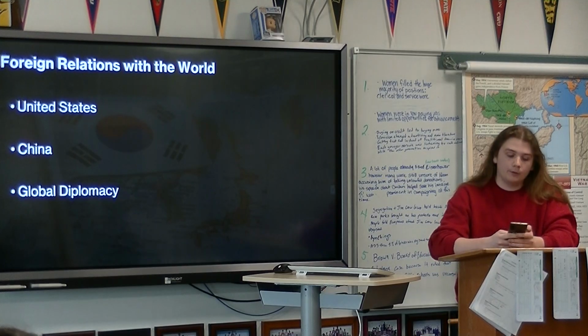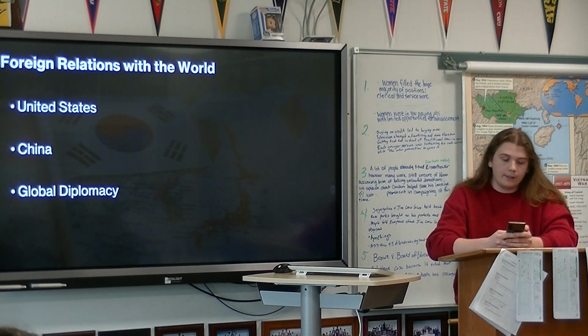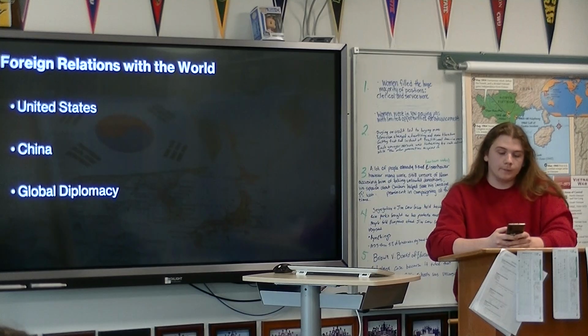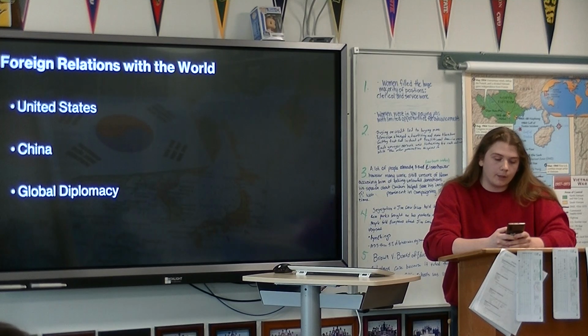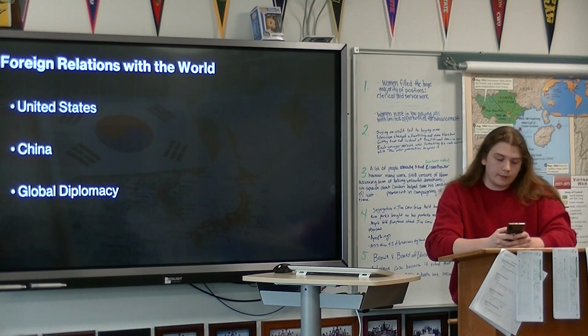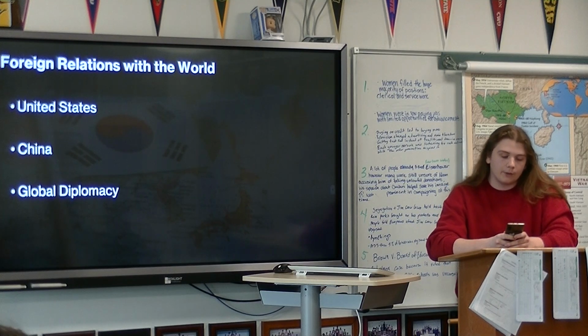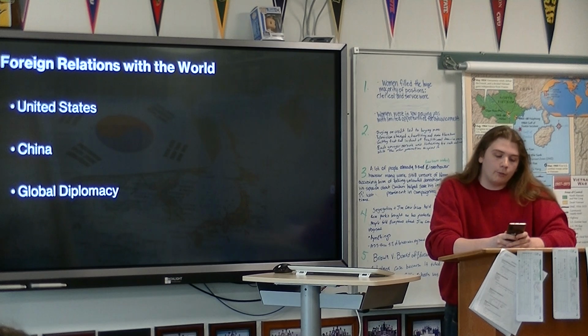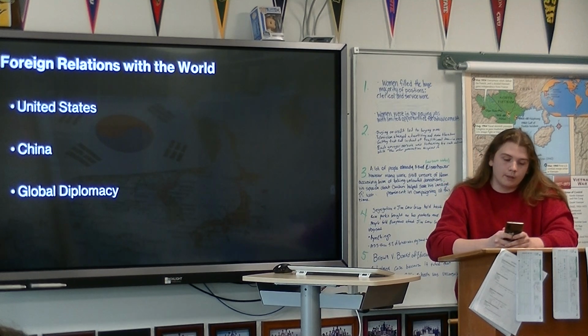Foreign relations with the world. South Korea is a key U.S. ally in East Asia, especially for military and economic cooperation. Both countries keep a strong defense alliance with U.S. troops stationed in South Korea. They regularly hold joint military exercises to deter threats, especially from North Korea.